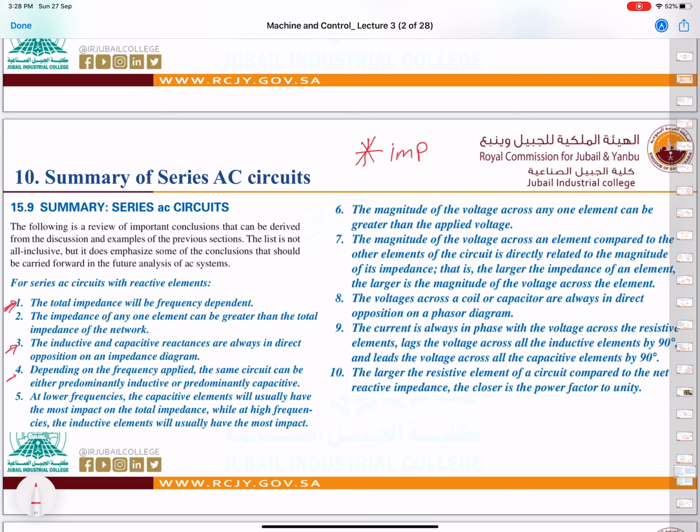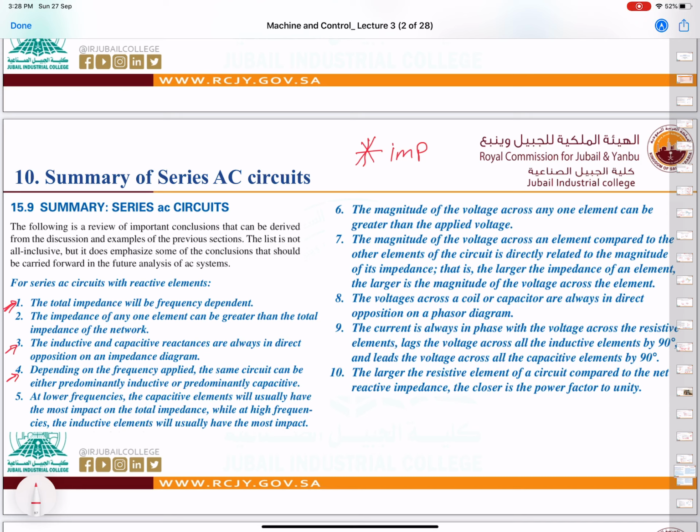Now number 4: depending on the frequency applied, اعتمادا على الفريكونسي اللي موجودة على الدائرة, the same circuit can be either predominantly inductive or predominantly capacitive. أكيد لأنه إذا كانت قيمة الكاباستر أعلى، قيمة ال XC أعلى من قيمة ال XL، فأكيد أنها راح تكون predominantly مهيمنة قيمة الكاباستر. أوكي، فيسمونها دائرة مهيمنة كقيمة الكاباستر. أوكي، لكن إذا كانت قيمة ال XL أعلى من XC فتكون دائرة مهيمنة inductive.